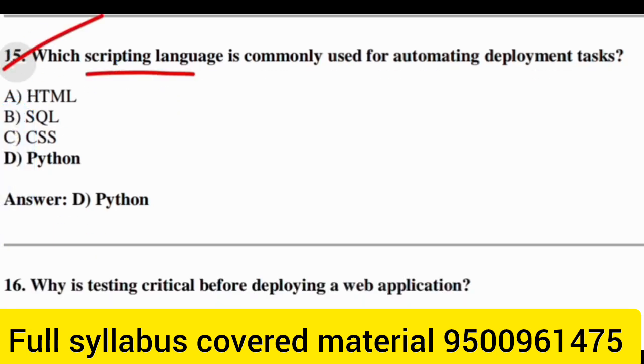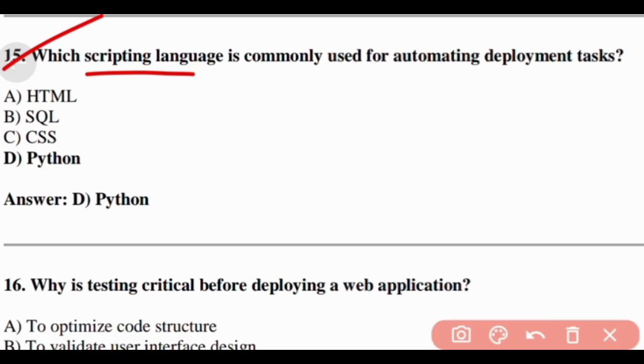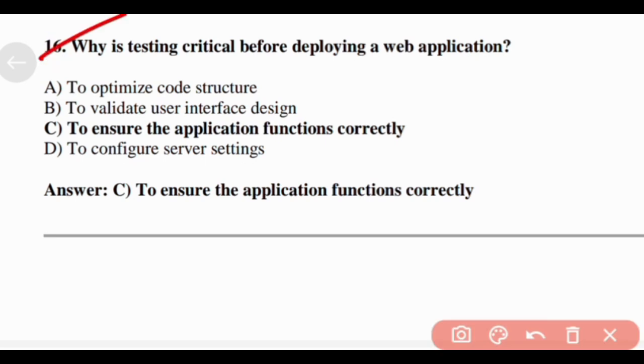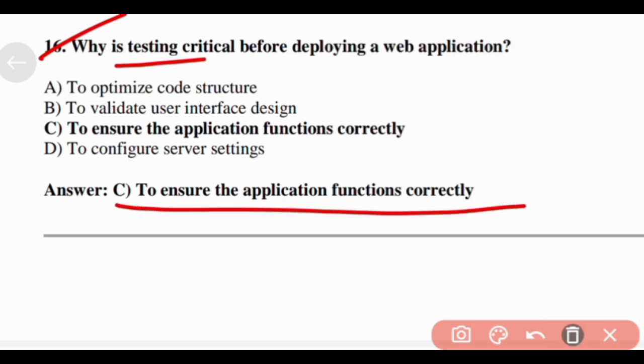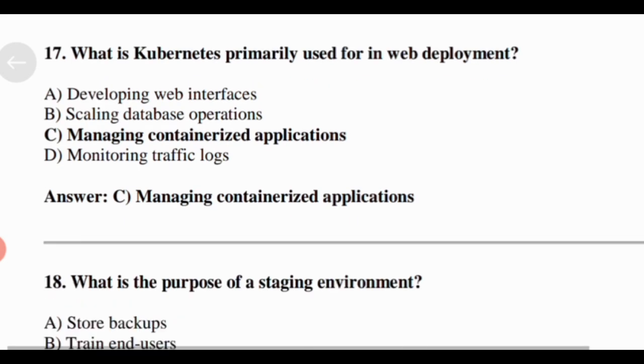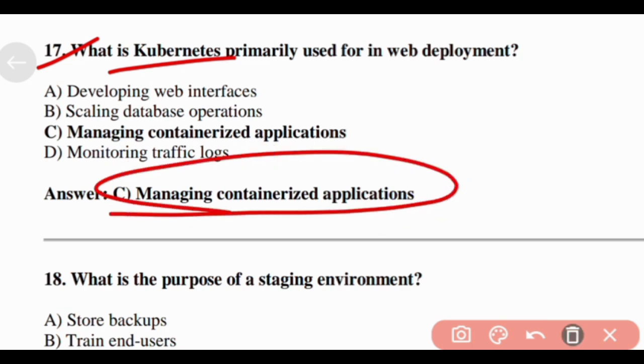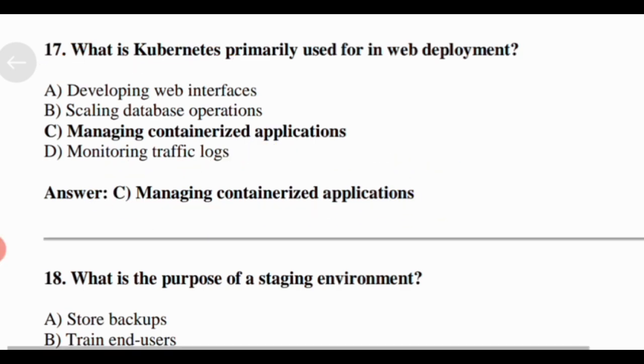Which scripting language is commonly used for automating deployment tasks? Python. Why is testing critical before deploying a web application? To ensure the application functions correctly. What is Kubernetes primarily used for in web deployment? Managing containerized applications.